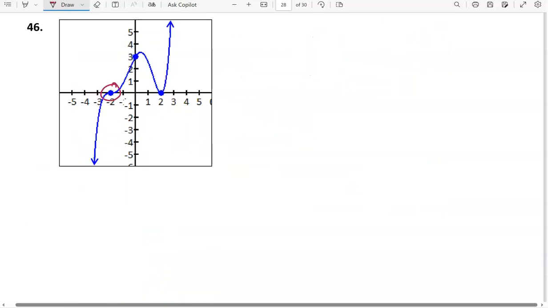In number 46, there are only two zeros. There's one at x equals 2. That one bounces off the x-axis there, so that's going to be multiplicity 2. And at x equals negative 2, our graph is passing through, however, it is flattening. So due to that, we're going to call this one a multiplicity 3, 0. So our equation will look like the following.